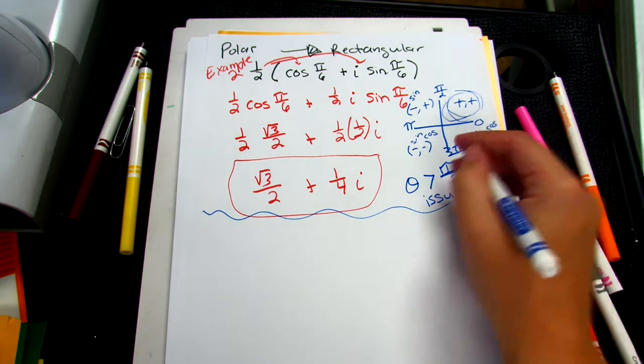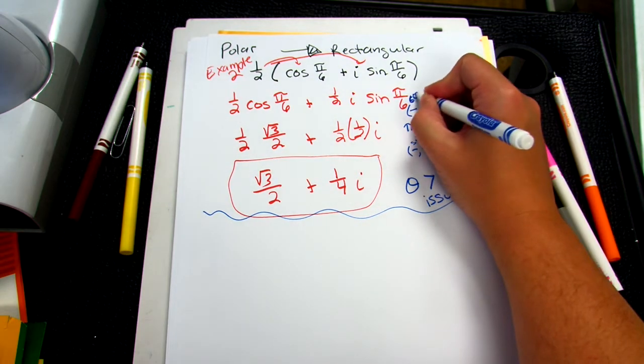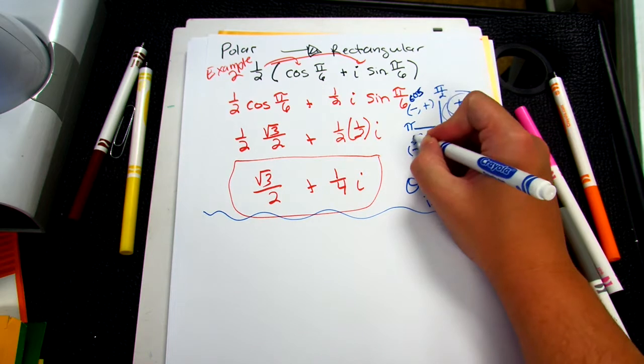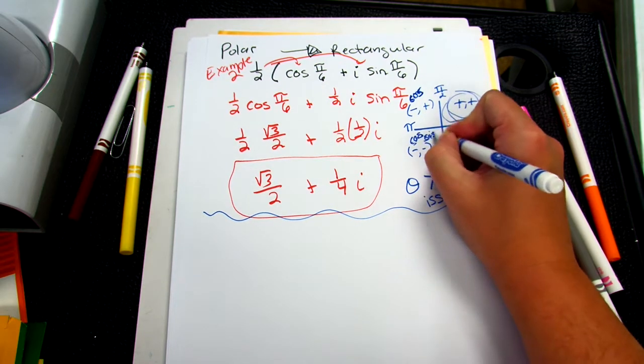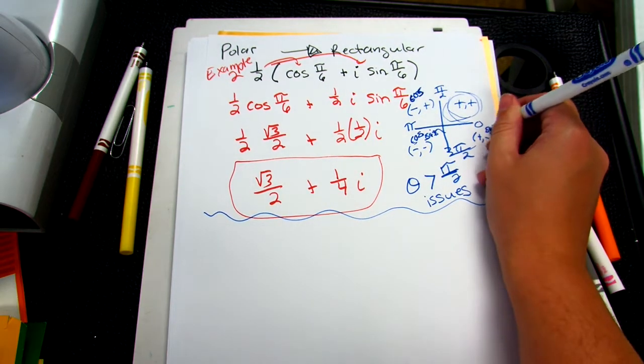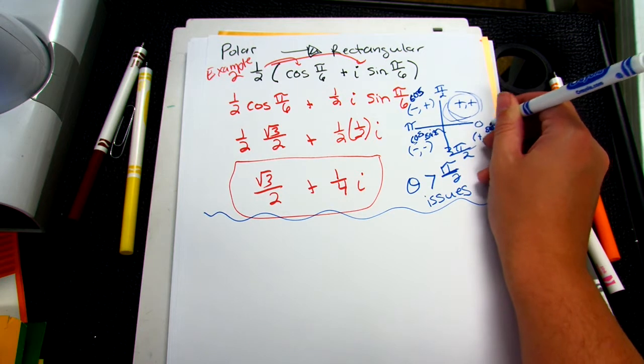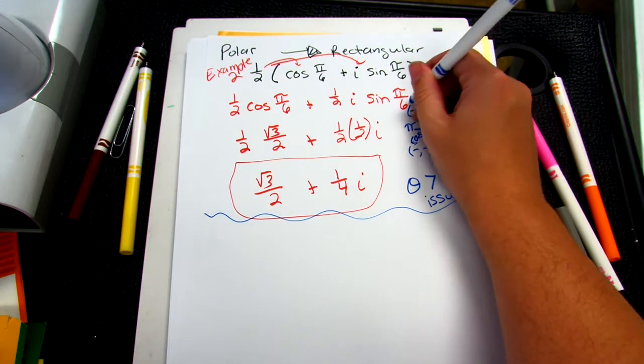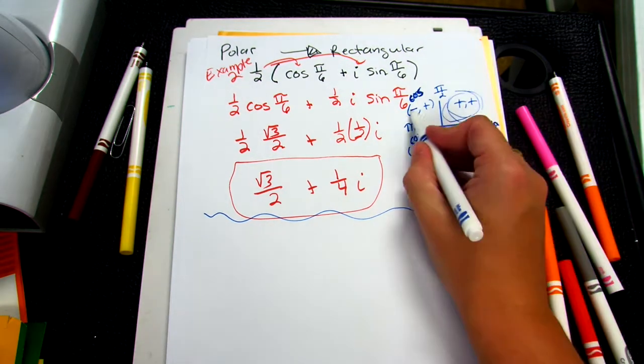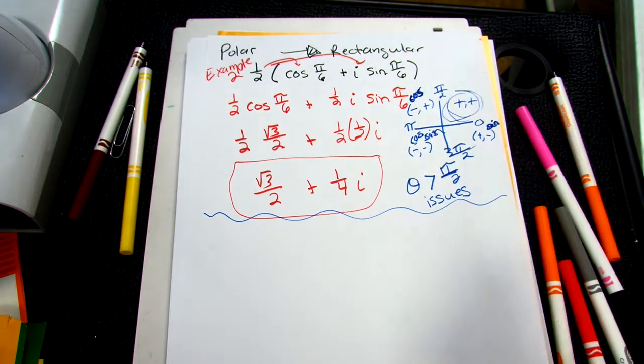Oh, I reversed that. I'm sorry. Cosine is associated with x, so this should be cosine, then cosine, sine, and then sine. I knew that sounded weird when I said it. Sine's always associated with y, cosine's always associated with x. So since it's negative, positive, cosine's negative there.